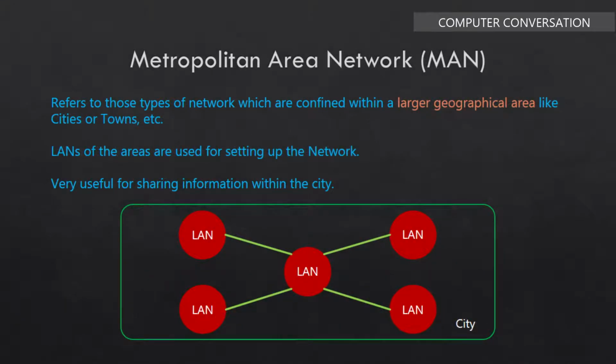Next, coming to Metropolitan Area Network or MAN. MAN refers to those types of network which are confined within a larger geographical area like cities or towns, etc. Local area networks of different areas are used for setting up the network. This type of network is very useful for sharing information within the city. Below is the diagram for Metropolitan Area Network.